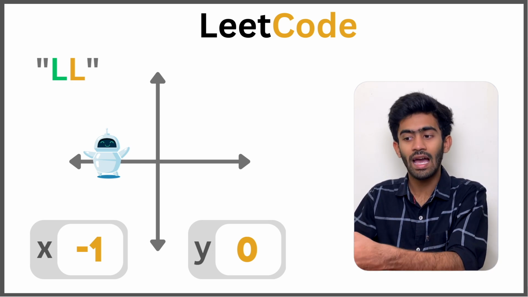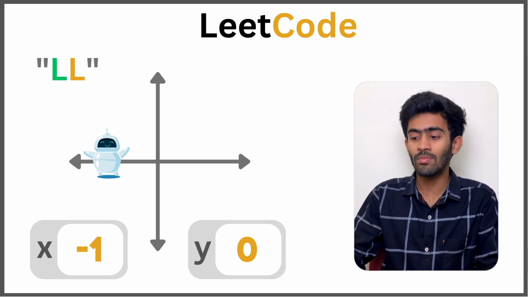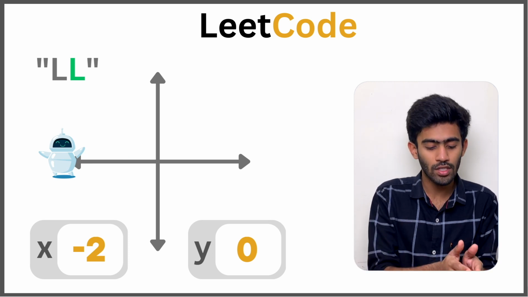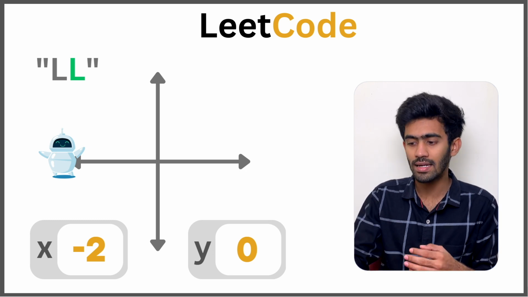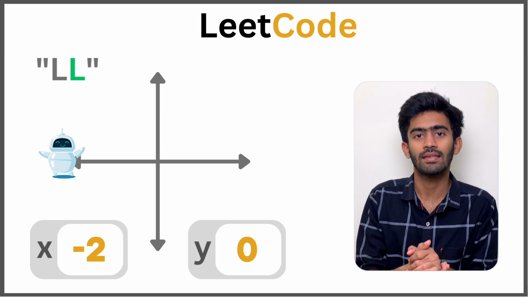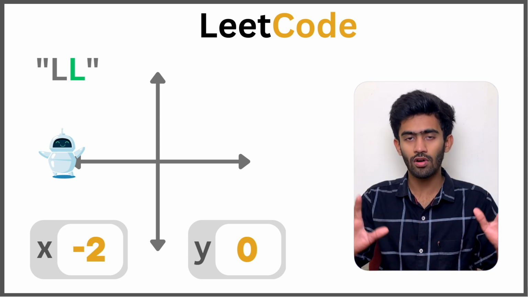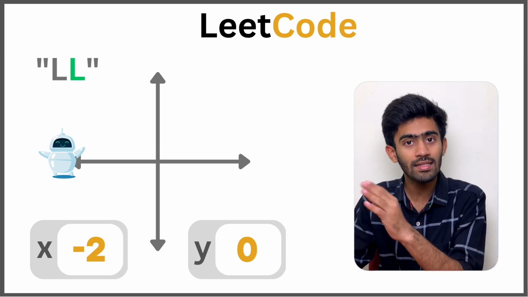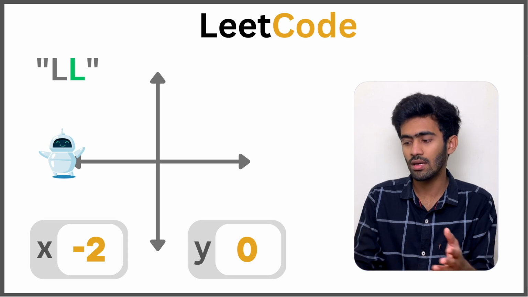And similarly, since we have again a left instruction, the x value would get decremented by 1, resulting in minus 2, 0. Since we have executed all the instructions, but our robot is not back to the origin, that is, our x and y both must be 0, right? Here, that ain't the case, and hence we are going to return the value as false. So, overall, to sum up, our algorithm is going to work on these bases. We are going to traverse the instructions that is given to us, that is, the string that is given to us, L, L, U, D, something like that.